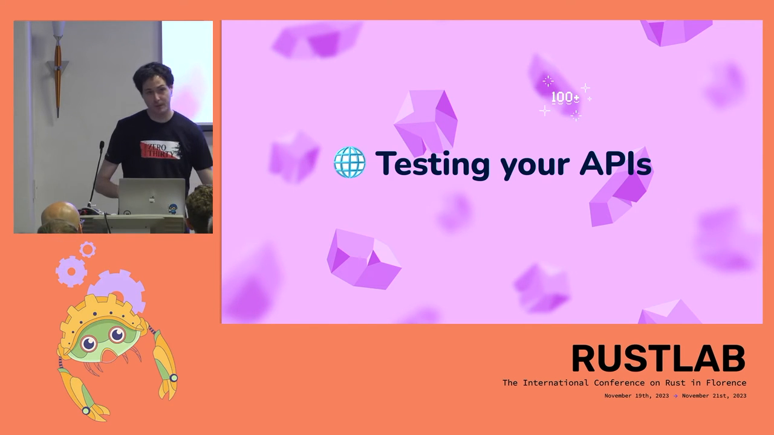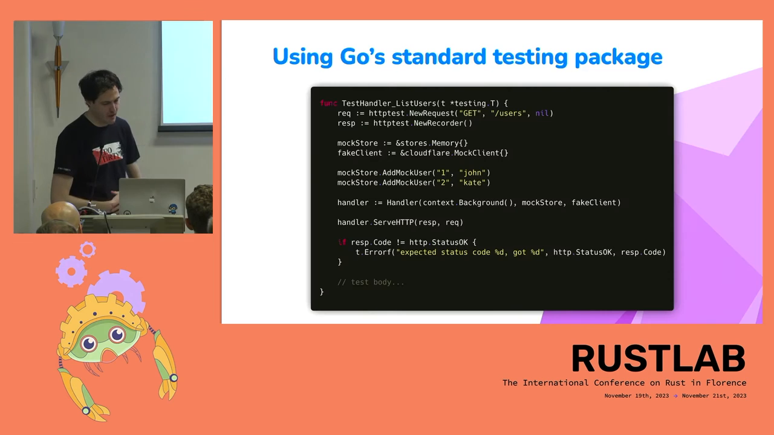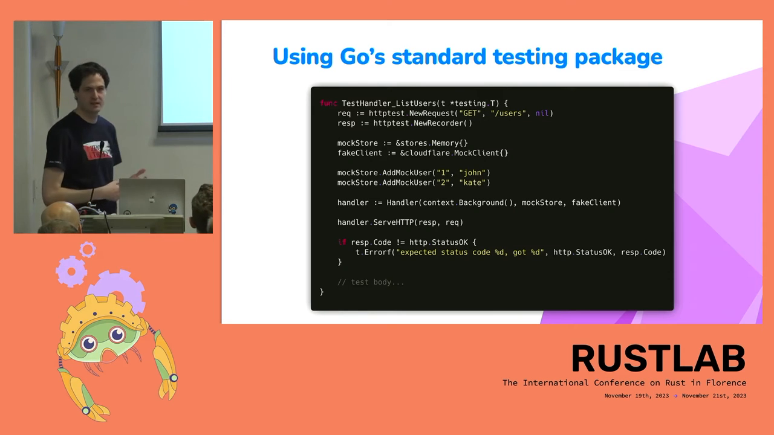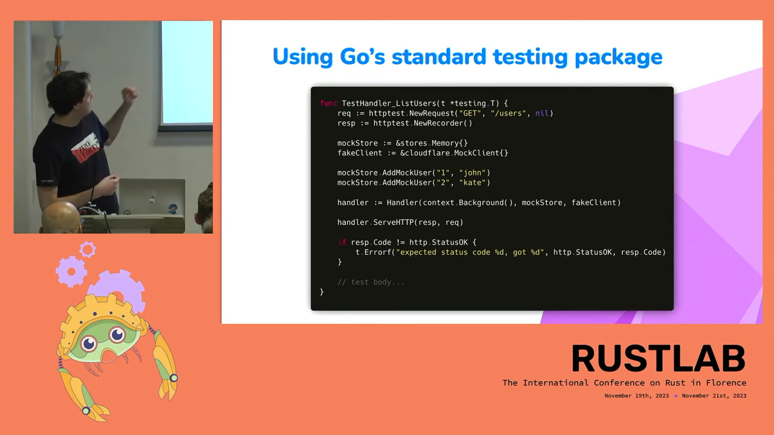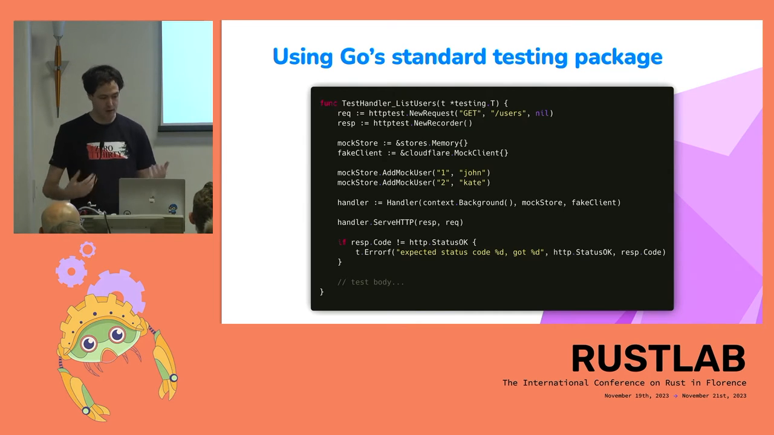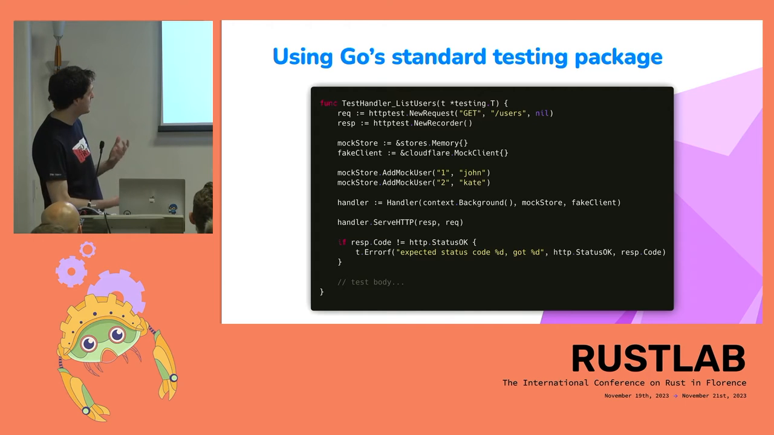Because there are multiple ways to test your APIs. Maybe the simplest is just to test it using Go unit tests. This is the smallest I could get it. You create a request and then a response recorder. You create your mock store and maybe a mock client to Cloudflare if you use it.